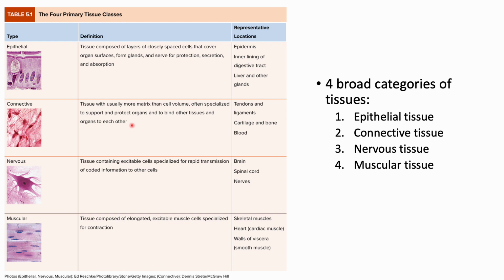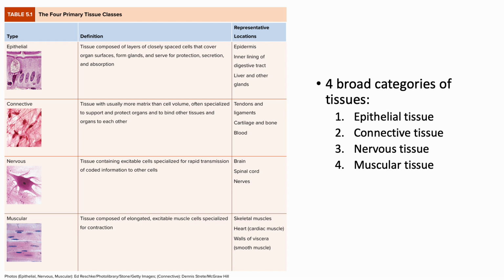Next, we have nervous tissue. This is tissue containing excitable cells specialized for rapid transmission of coded information to other cells. So these are your nerve cells. So where do we find this? In your brain, your spinal cord, and of course your nerves. And then we have muscular tissue. This is tissue composed of elongated excitable muscle cells specialized for contraction. And we're going to learn about the three different types of muscle tissue: skeletal muscle, smooth muscle, and then cardiac muscle. All right, let's get started.